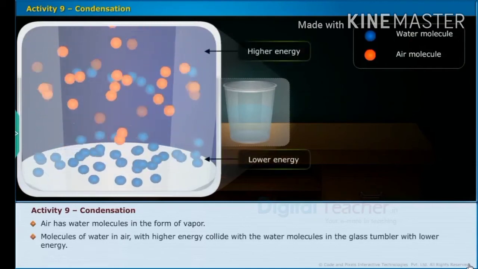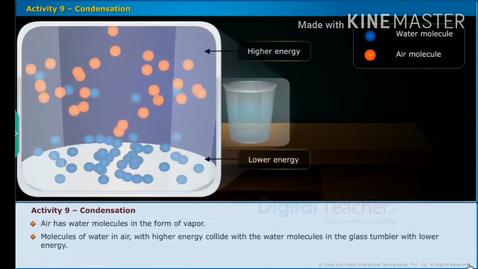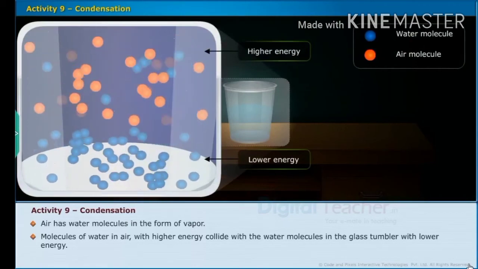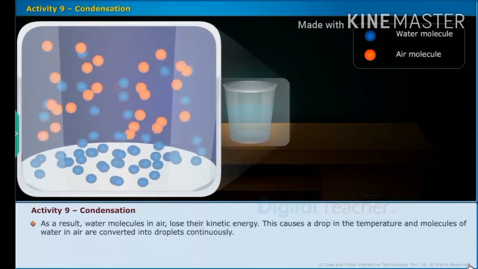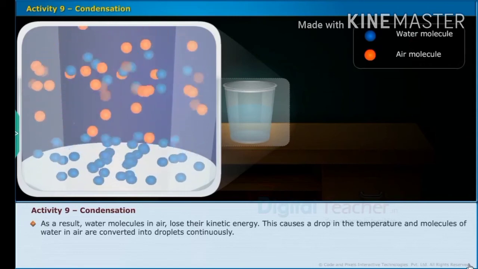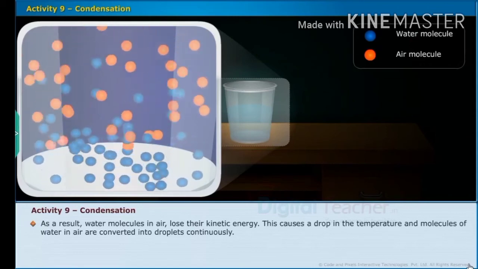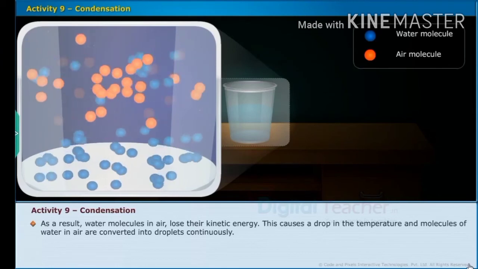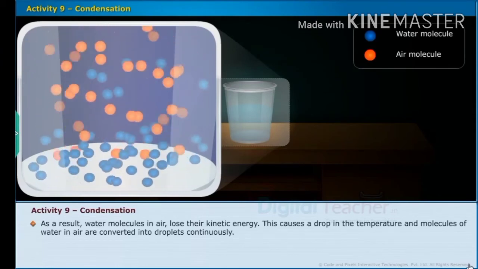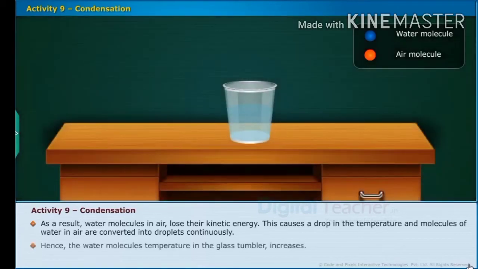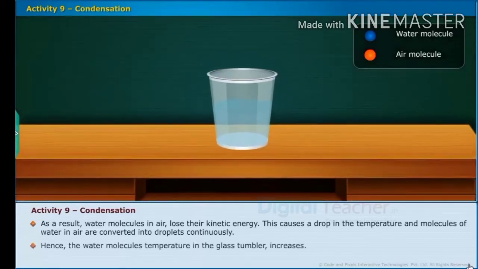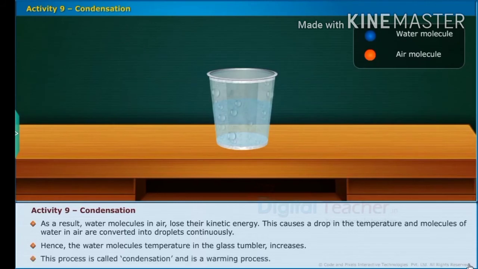Molecules of water in air with higher energy collide with the water molecules in the glass tumbler with lower energy. As a result, water molecules in air lose their kinetic energy. This causes a drop in the temperature, and molecules of water in air are converted into droplets continuously. Hence, the water molecule's temperature in the glass tumbler increases. This process is called condensation and is a warming process.